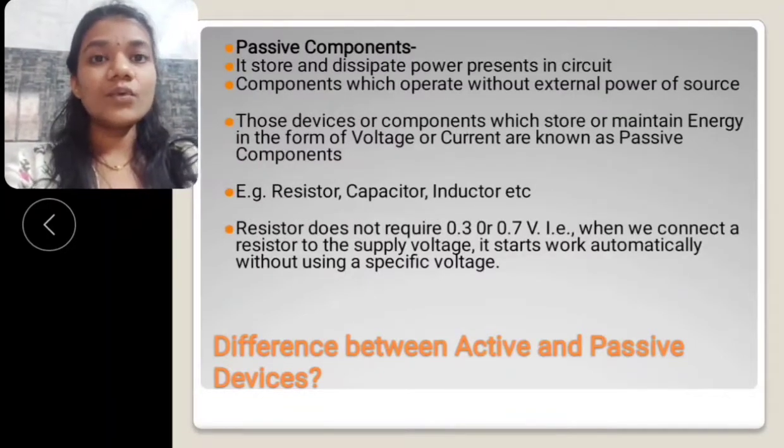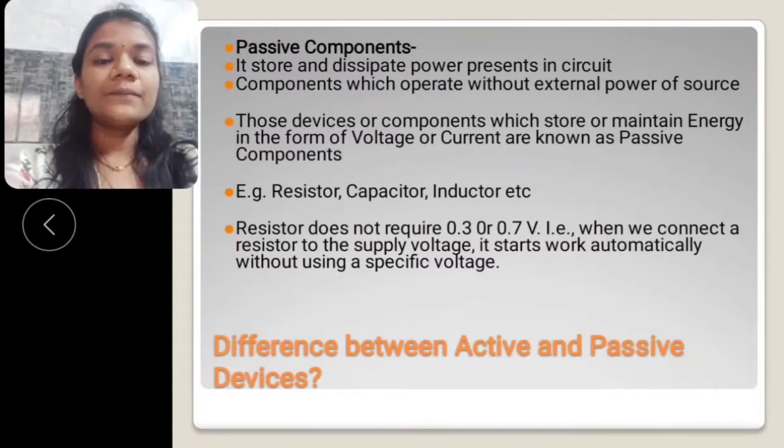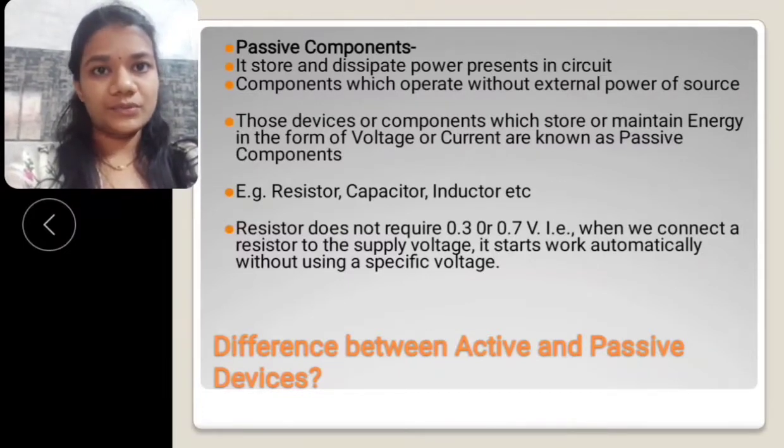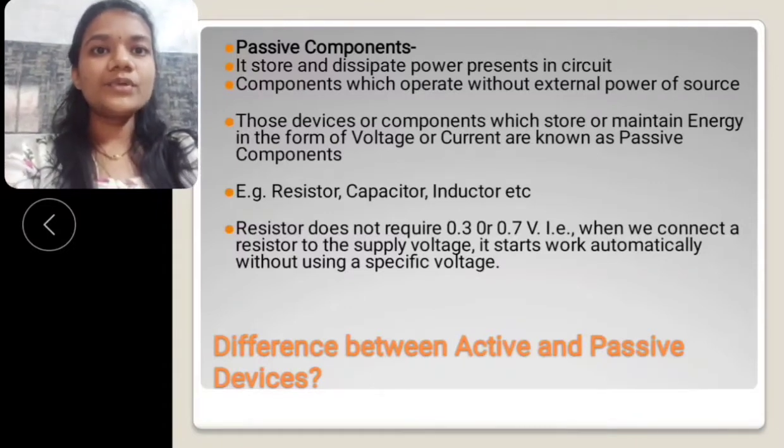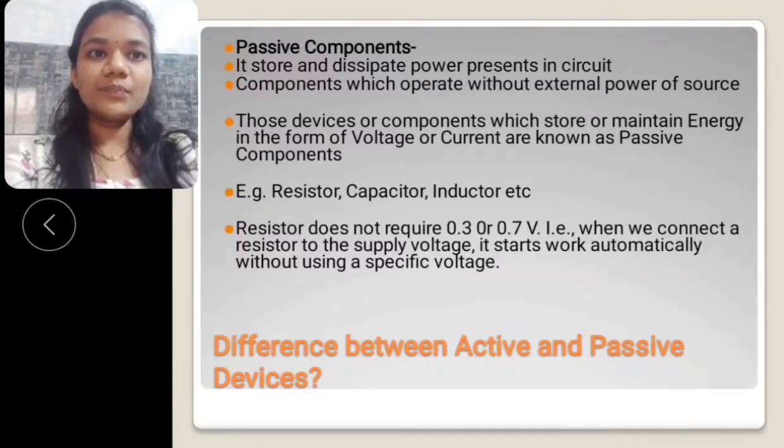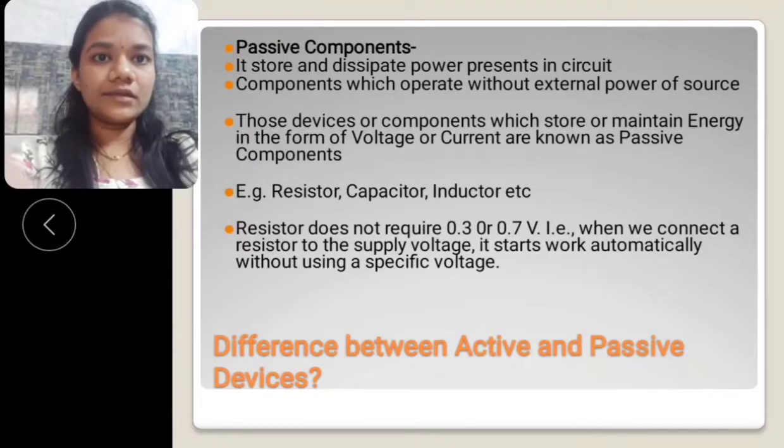Next, what is a passive component? It is the exact opposite of the active component. Passive components operate without an external power source. In other words, passive components store and dissipate power present in the circuit. They are used only to store or dissipate the power present in the circuit.